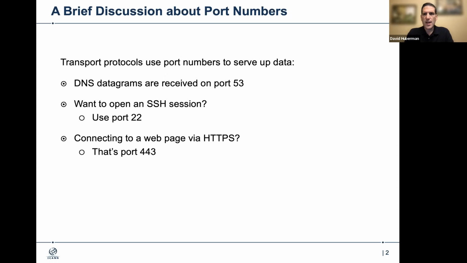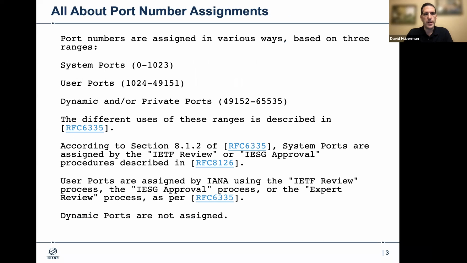Where do these numbers come from? You and I know that DNS is 53 and SSH is 22, but how do we know that? Where do those come from? How are those assigned? Where are those? How do people know that? How do we speak this common language for interoperability?